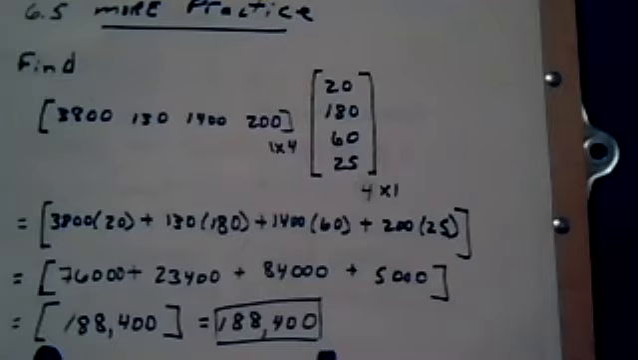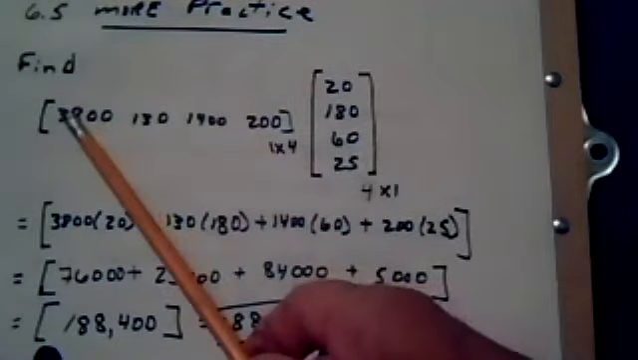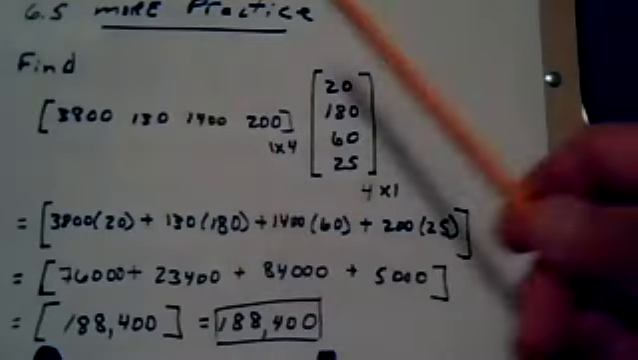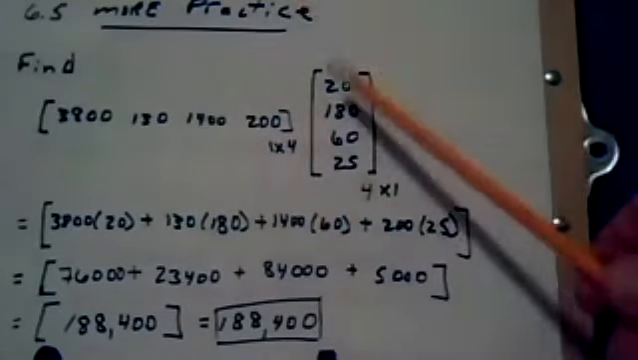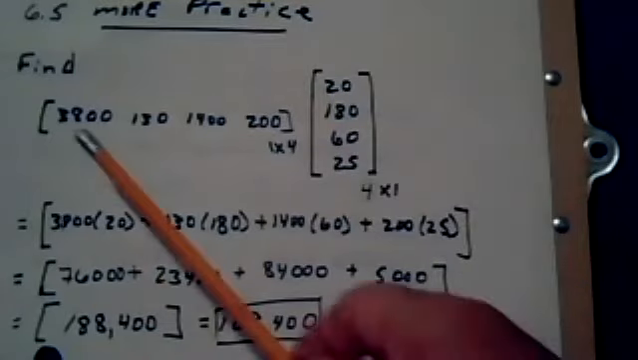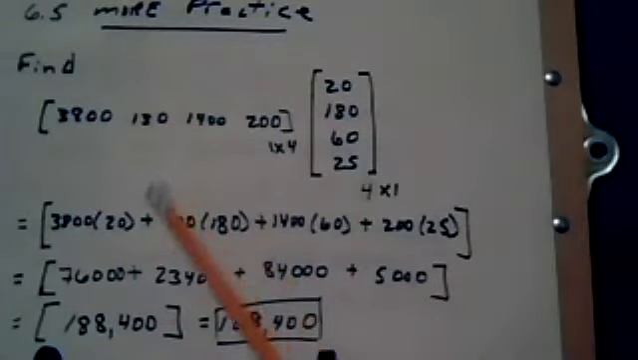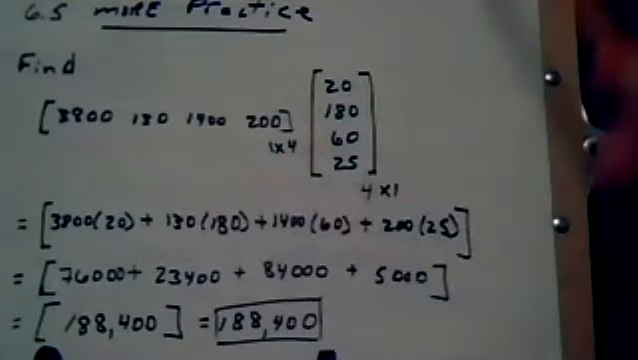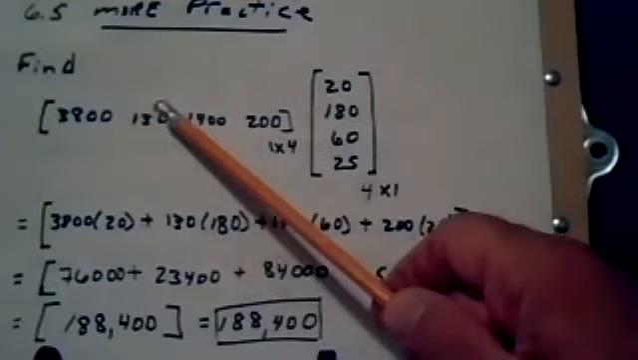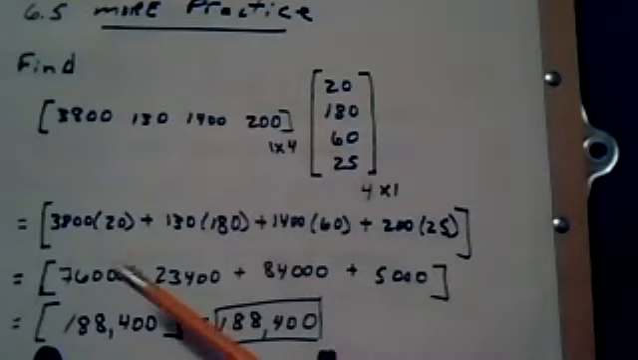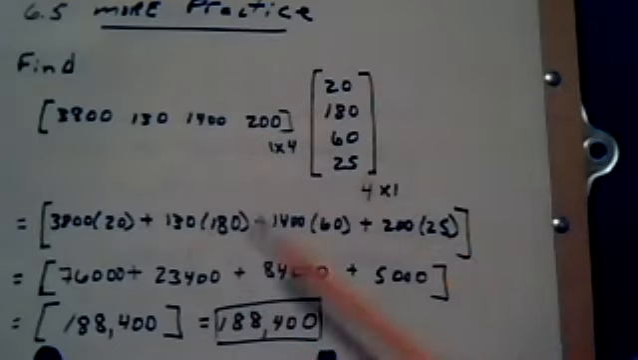So again, we follow the same procedure. The first one of the row times the first one of the column, the second of the row times the second of the column, the third of the row times the third of the column, the fourth of the row times the fourth of the column. So it's a times, plus. So it's 3800 times 20 plus 130 times 180 plus. So now you simplify and you end up with this number. This is the product. It's a 1 by 1. It's just one number.